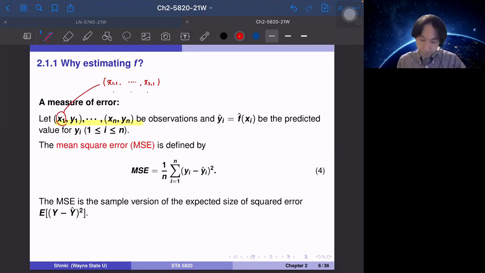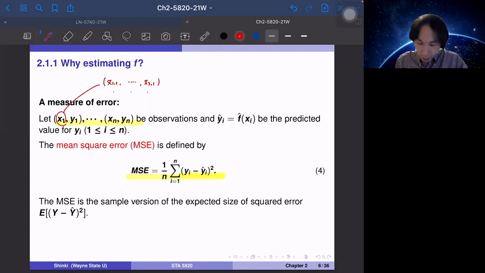So xi may be a vector. Suppose that we have observations x1, y1 to xn, yn, and the predicted values are yi hat for the ith observation. Then the mean square error is defined by this. Basically, the sum of squared errors divided by the sample size. So this is a kind of mean of the squared error, so we say mean square error.